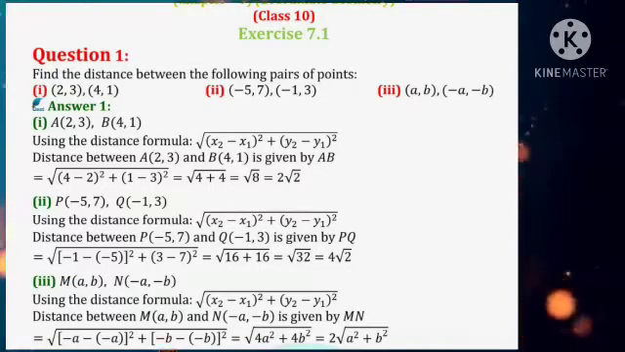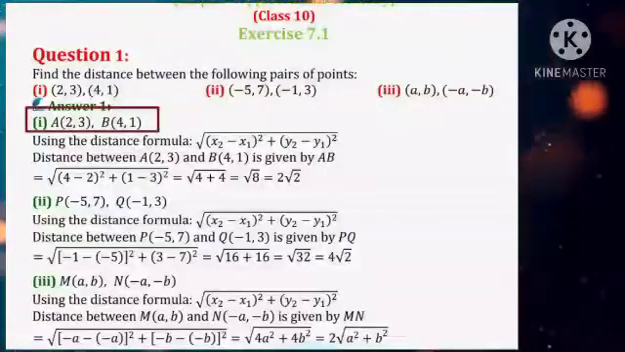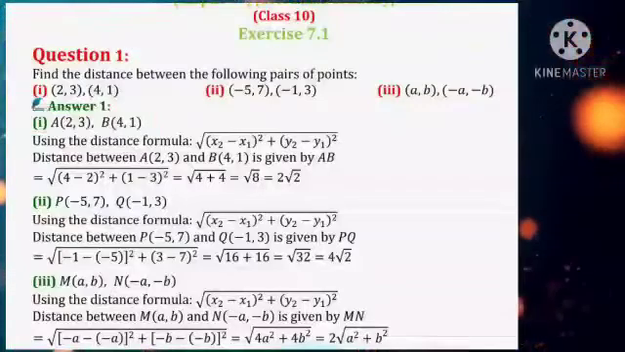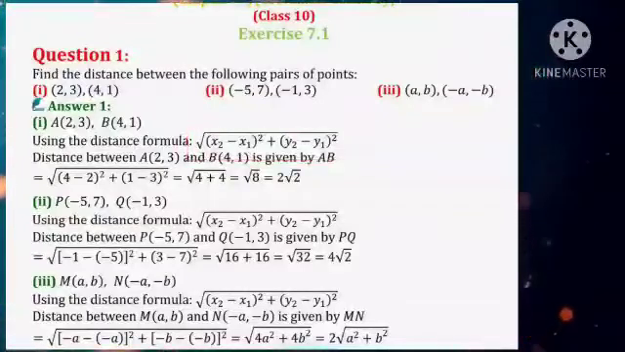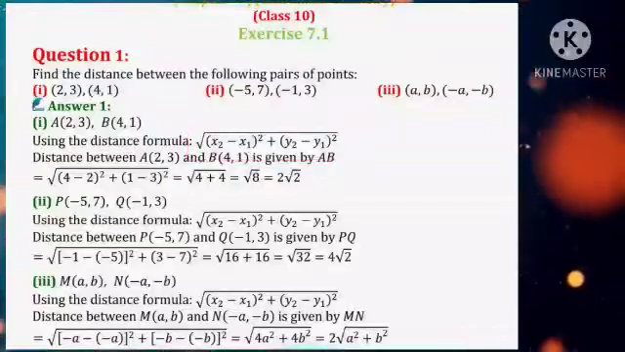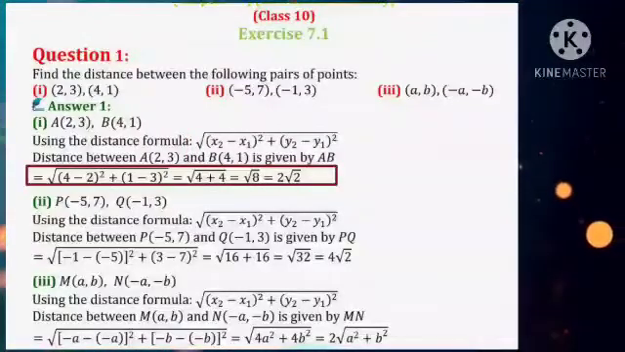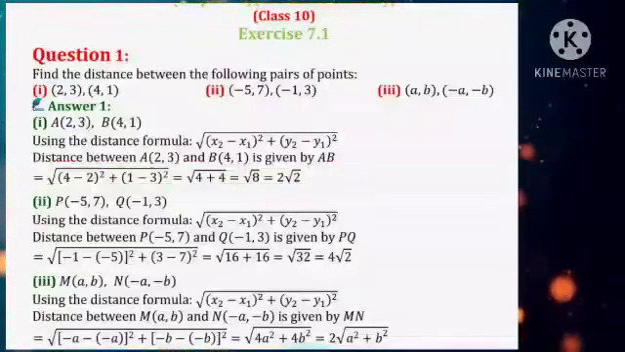Let us consider point A has coordinate x1, y1 which is 2 and 3, and point B has coordinate x2, y2 as 4 and 1. We know that the distance formula can be used as under root (x2 minus x1) whole square plus (y2 minus y1) whole square. On putting the respective values in the formula, we get the result as root 8, as you can see on the screen, and it can be written as 2 root 2 units. So the distance between A and B is 2 root 2 units.